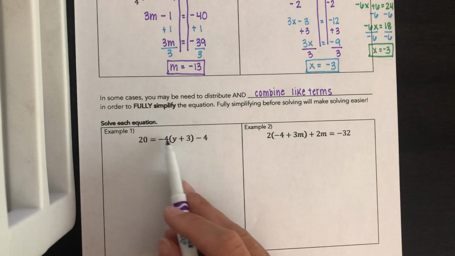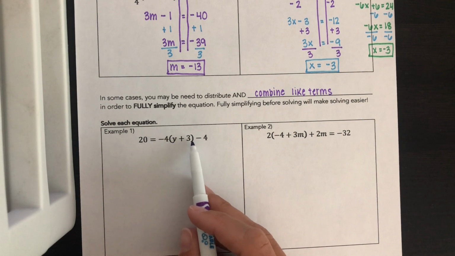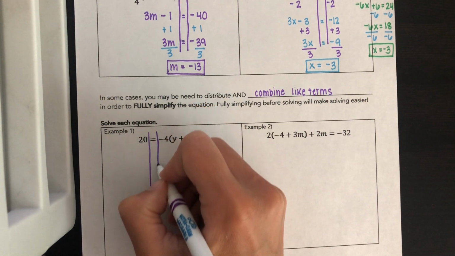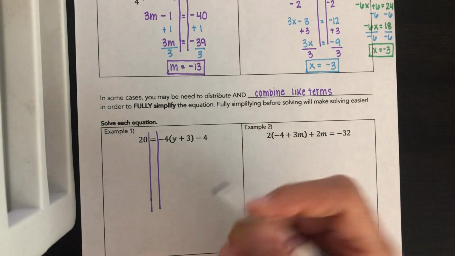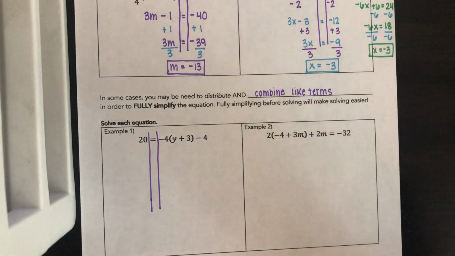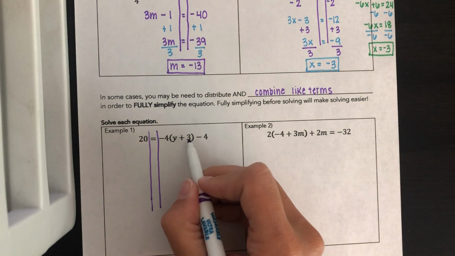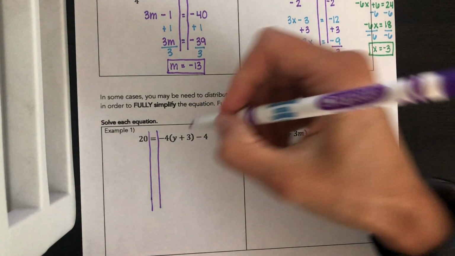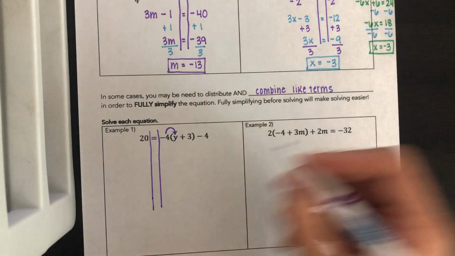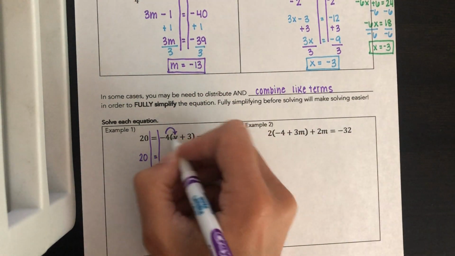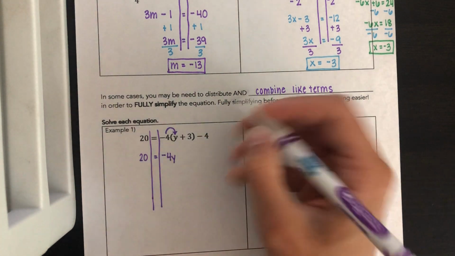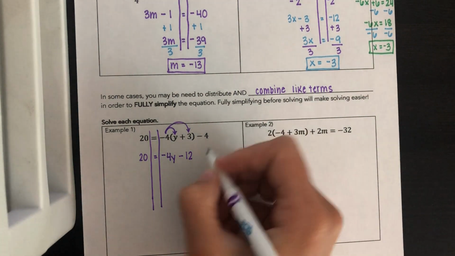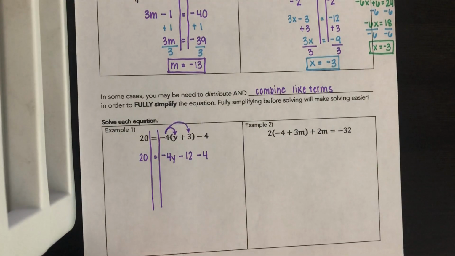So we have 20 is equal to -4 times the quantity of y plus 3 minus 4. So let's go ahead and draw those lines around our equal sign. And again, when we simplify, we want to make sure we're following those order of operations. We can't do anything inside of our parentheses to simplify, so we don't have any exponents. So the next thing we would move on to is multiplication. So we're going to multiply -4. We have -4 times y, which is -4y, and -4 times 3, which is -12, so I'm going to subtract that. And of course, we're going to bring down that -4.